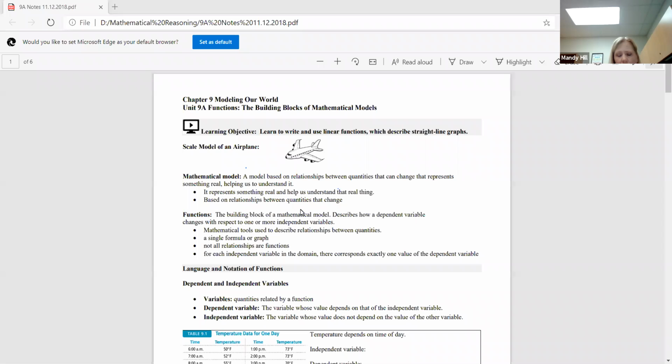Functions. The building block of a mathematical model describes how a dependent variable changes with respect to one or more independent variables. Mathematical tools used to describe relationships between quantities, a single formula or graph. Not all relationships are functions, and for each independent variable in the domain, there corresponds exactly one value of the dependent variable. And we'll be talking about these two words a lot during this lesson: the dependent and independent variables. Variables are quantities related by a function.